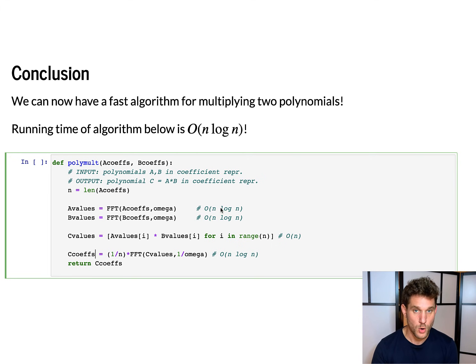Again, we had to do 1 O of n log n call for the FFT, another FFT call, which is on the order of n log n, and then once we got these, we had to do this O of n call, which multiplies all these terms together, and now we can invert that with another FFT call, which is on the order of n log n. In total, this algorithm has time complexity on the order of n log n. Pretty cool.